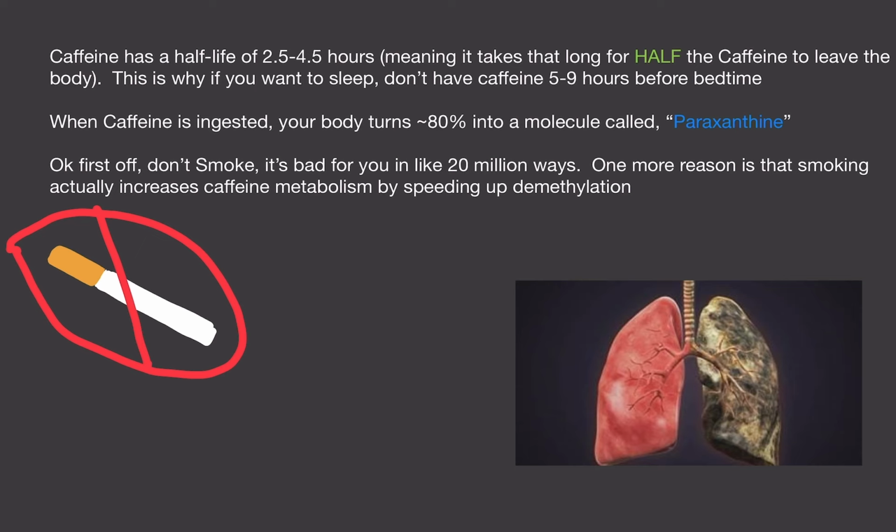Now let's talk about smoking. This is an interesting fact. First off, don't smoke. Please don't smoke. There are like 20 million different things that can go wrong with smoking. One of them happens to be that it actually increases caffeine metabolism. So the effects of caffeine actually go away faster if you're a smoker because of demethylation.